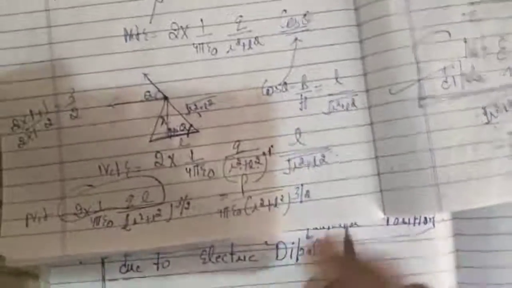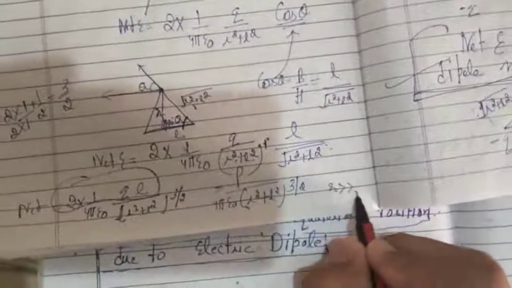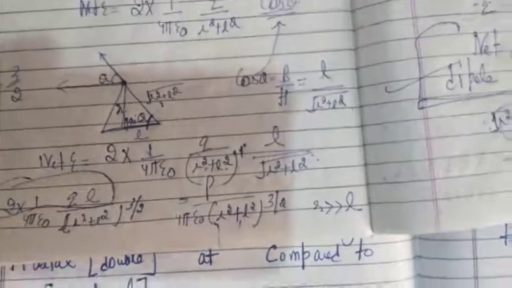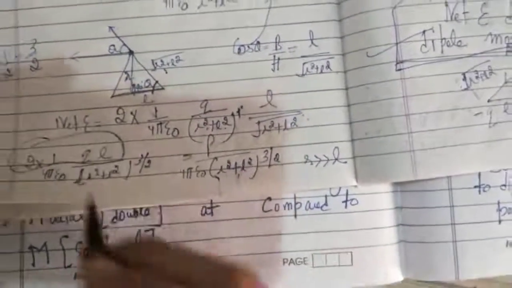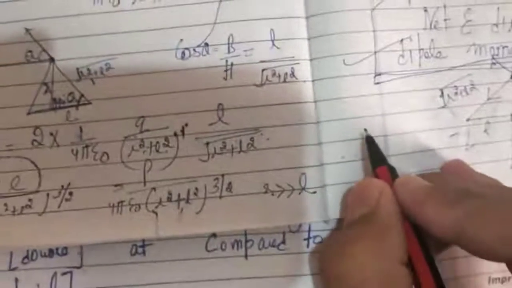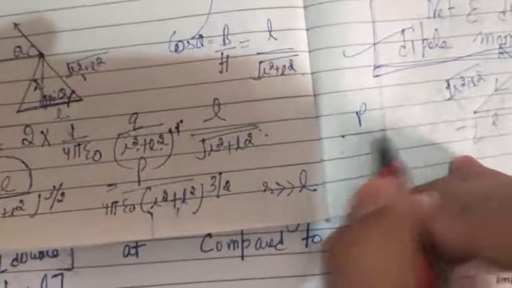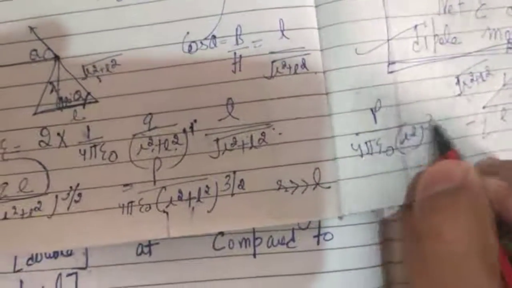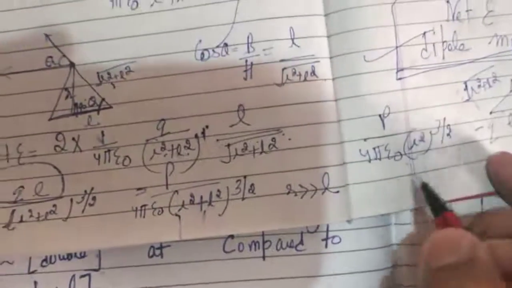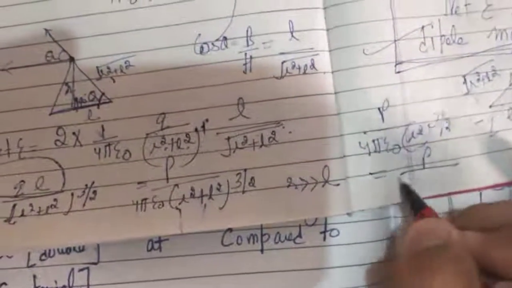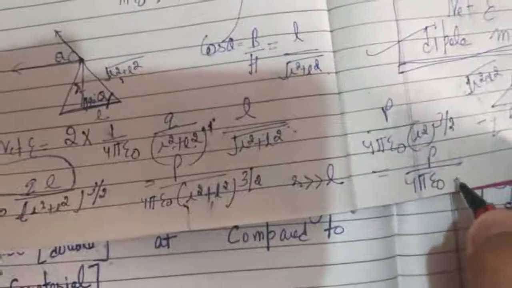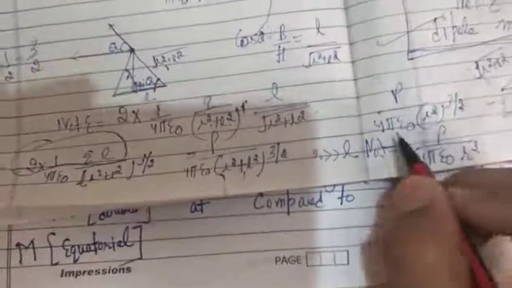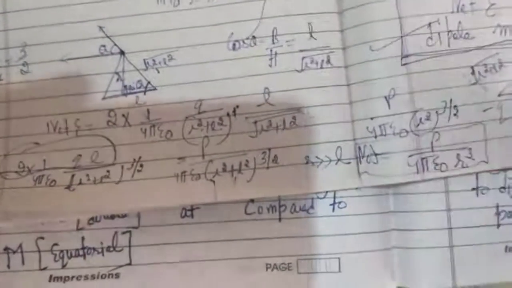Same case we will consider: R is very much greater than L. We will neglect L. So what will remain here? P upon 4 pi epsilon naught r square to the power 3 by 2. This 2 will cancel with 2, only 3 will remain. So P upon 4 pi epsilon naught r cube. So the net E value is P upon 4 pi epsilon naught r cube. So we have derived the value of net E in case of the equatorial point.